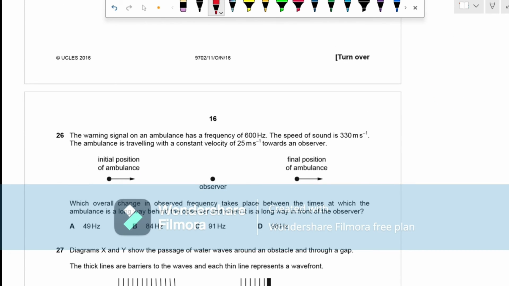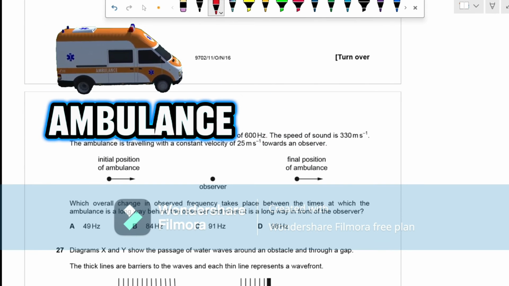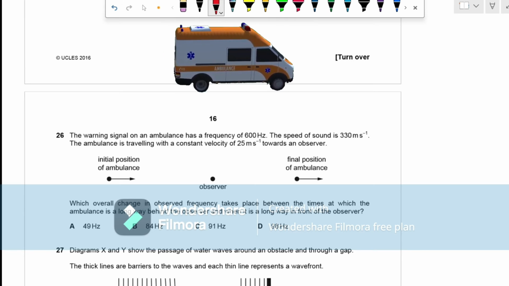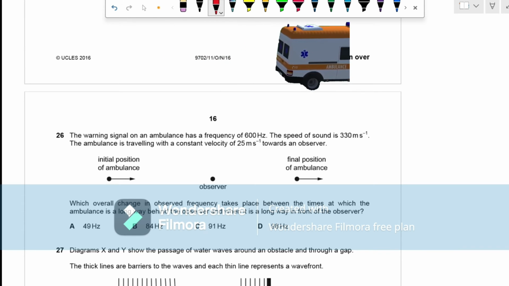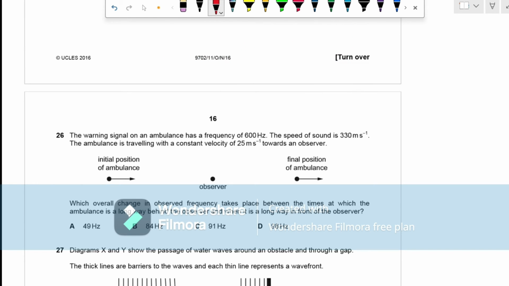It's a Doppler effect. We're given an ambulance. So an ambulance is coming and it's giving off its siren with a certain frequency of 600. The speed of sound is 330, and the ambulance is traveling with a constant velocity of 25 towards an observer. So which overall change in the observed frequency takes place between the times at which the ambulance is a long way behind the observer and when it's a long way in front of the observer? So we're going to talk about the Doppler effect for a while.